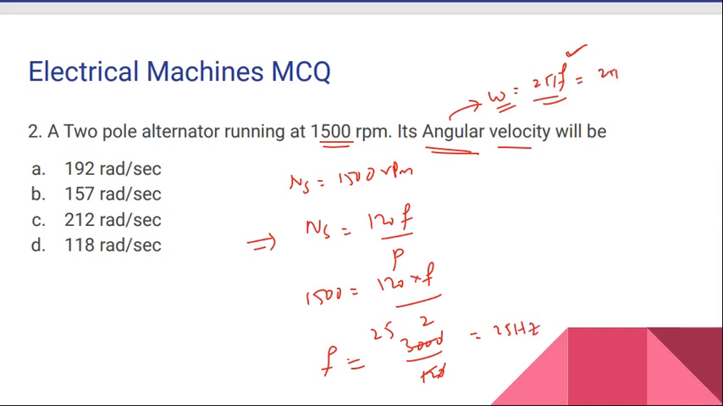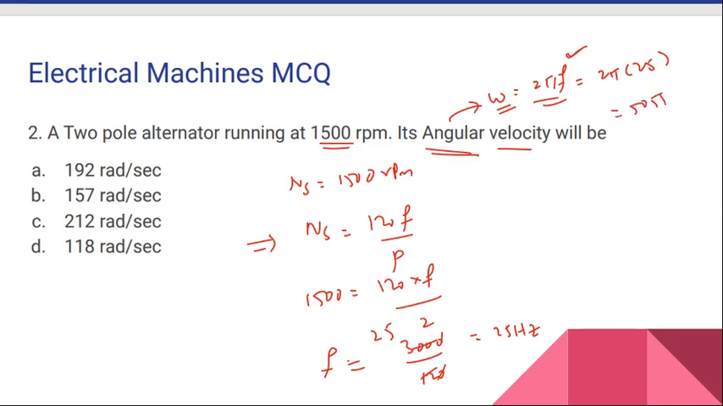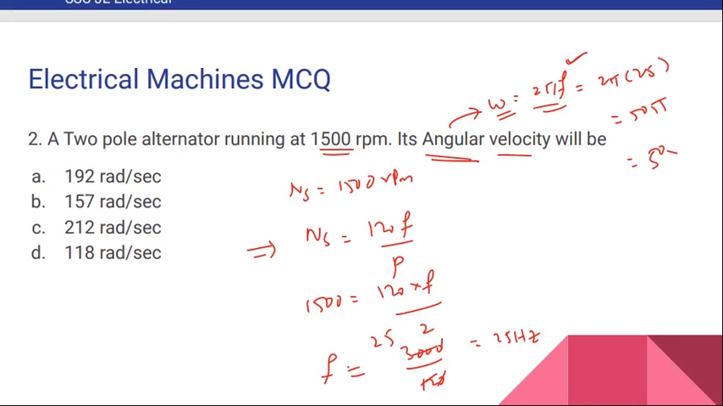2 pi into 25 Hz. How much will you get? That is 50 pi. You know that pi is 3.14. Simplify this, you will get approximately 157 radian per second. This is the correct answer.